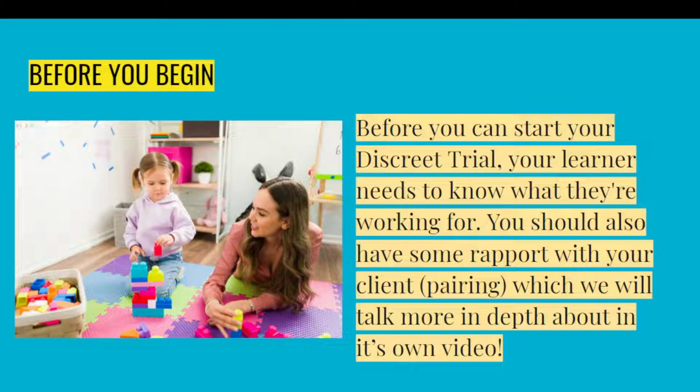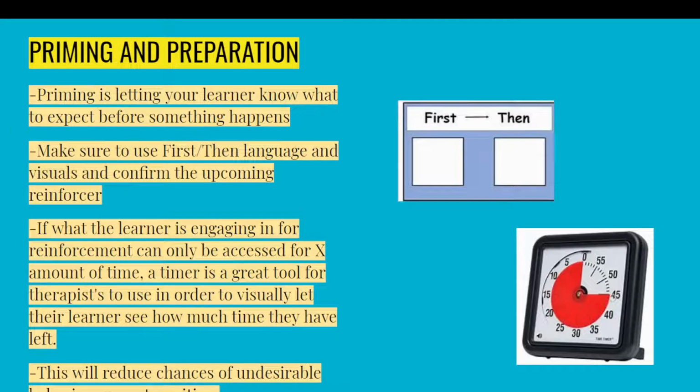Before you can start your discrete trial, your learner needs to know what they're working for. You should also have some rapport with your client. Pairing, which we will talk more about in depth in its own video. Priming and preparation. Priming is letting your learner know what to expect before something happens. Make sure to use the first then language and visuals and confirm the upcoming reinforcer.